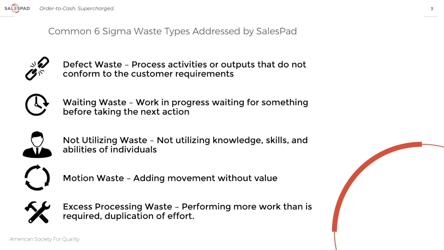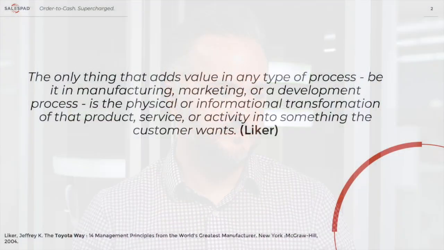And this could also be duplicate entry, triplicate entry. So going back to that scenario with the outside sales rep that's taking the order in the field and then relaying that to someone to then enter again. When you think about that, you're actually entering that order twice. And that's an example of an excessive processing waste that we would encounter often in an order to cash process.